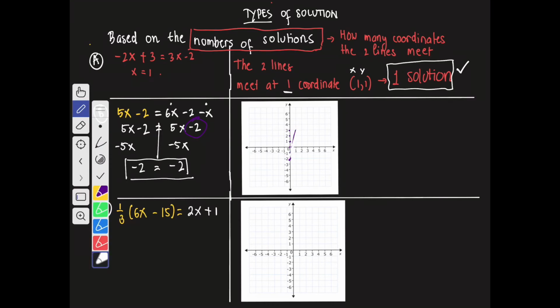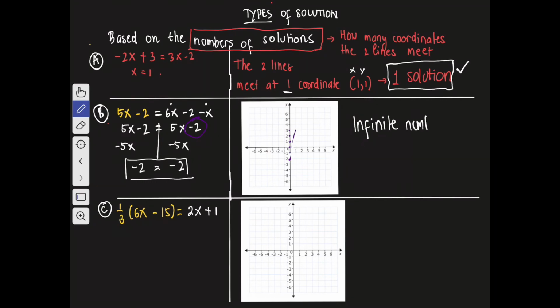So if the lines are on top of each other, the question is, how many coordinates do the two lines meet at? Of course, all the coordinates on both lines meet. So in this case, how many solutions? There are an infinite number of solutions, because everything on the lines meets, not just at one coordinate, but all the coordinates on both lines meet because they're on top of each other. So this is called infinite number of solutions.